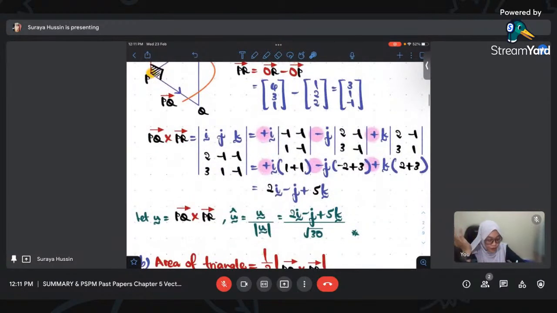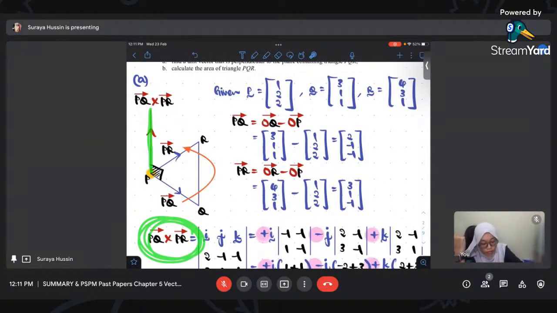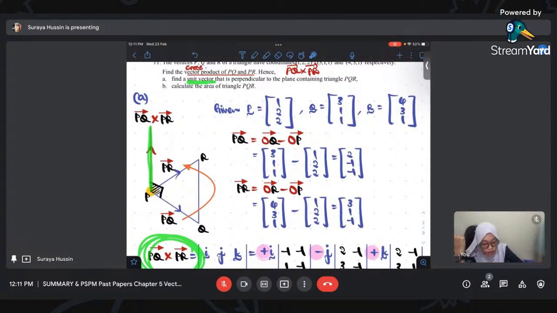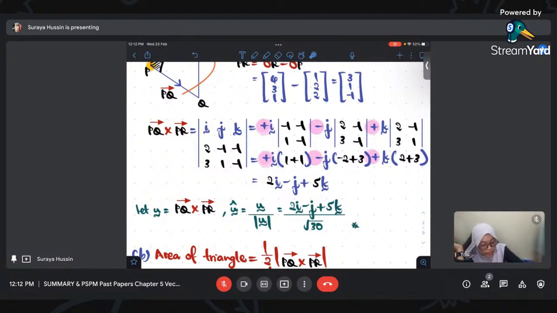And then my job is to find the unit vector of PQ cross PR. Some of you mesti terfikir, boleh ke aku tulis head besar-besar dekat atas ni Miss? Untuk unit vector ini, unit vector mesti ada head. Jadi Miss tak nak buat head besar, Miss letakkan huruf baru iaitu huruf U.